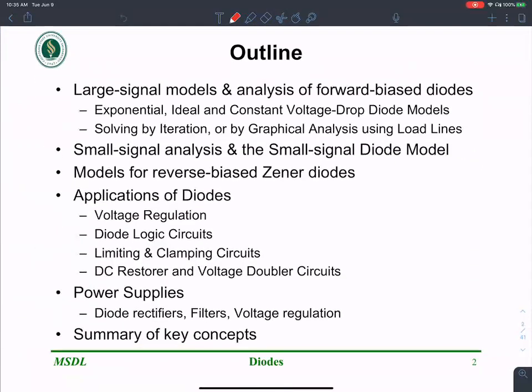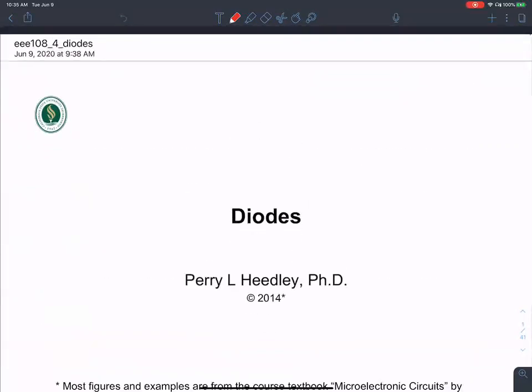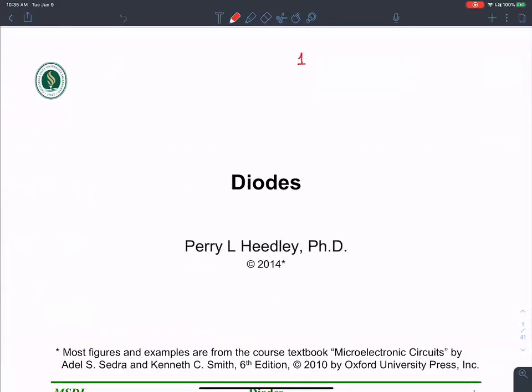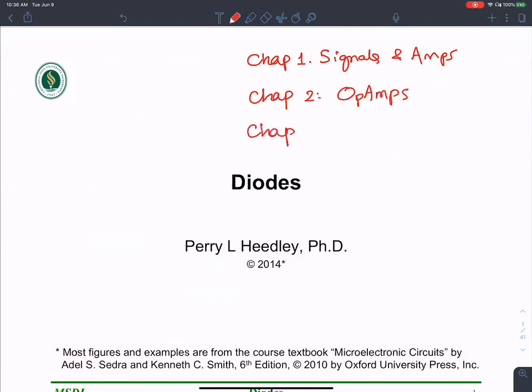Okay, so here is quickly what we are going to look at in chapter number 4. So far we looked at signals and amplifiers, this is chapter 1. Chapter 2, we saw op amps. Chapter 3 was semiconductors. And then chapter 4, we're going to look at diodes.